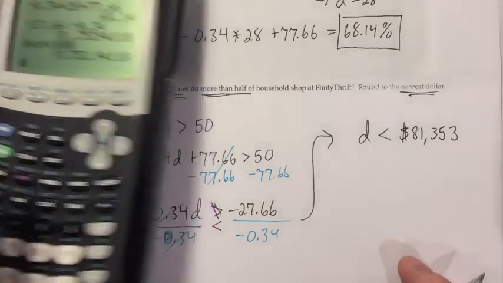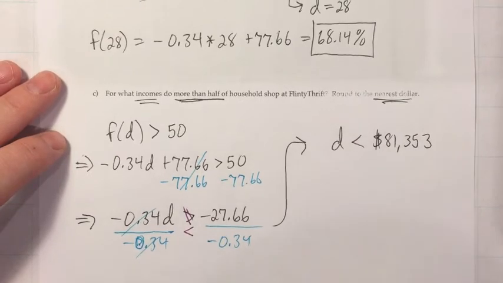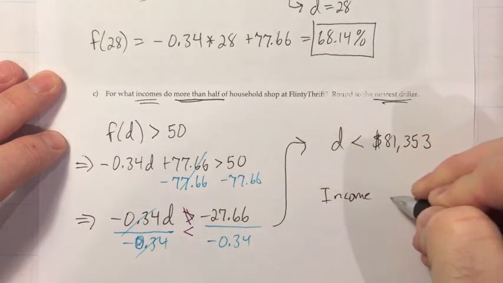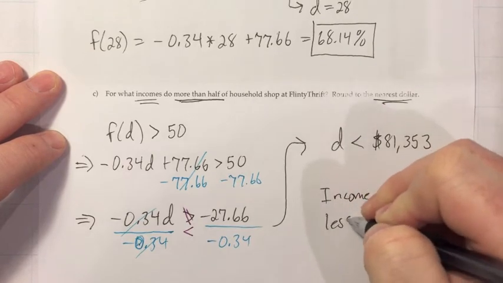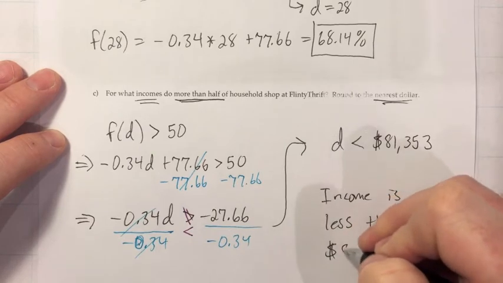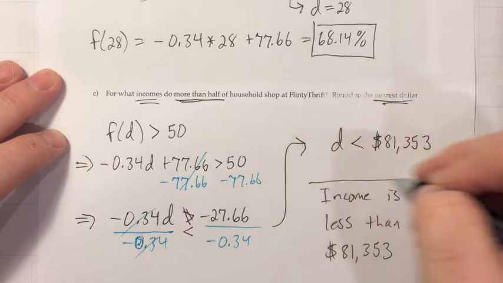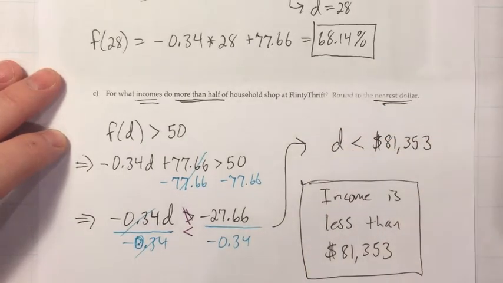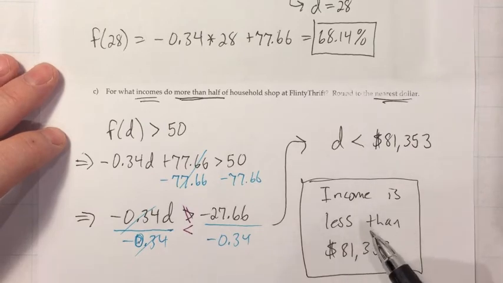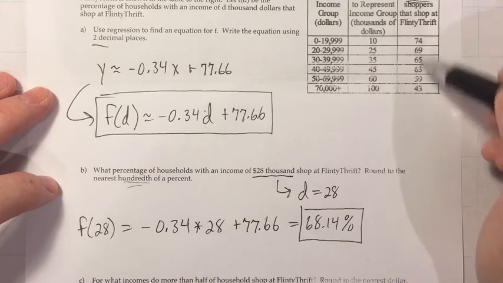So it looks like you're going to get more than half of the people shopping at the thrift store when the income is less than $81,353. And then I would argue that makes sense too, that it's going to be more than half when the incomes are below a certain level, because we saw that as the incomes go up, the percentage goes down.